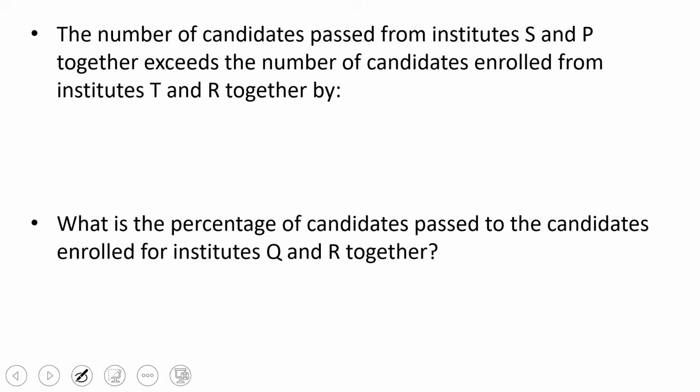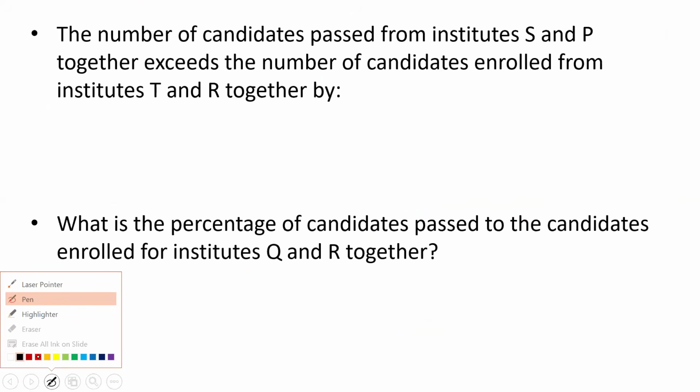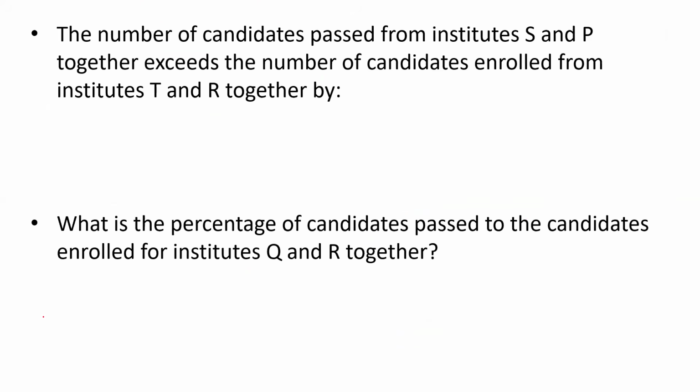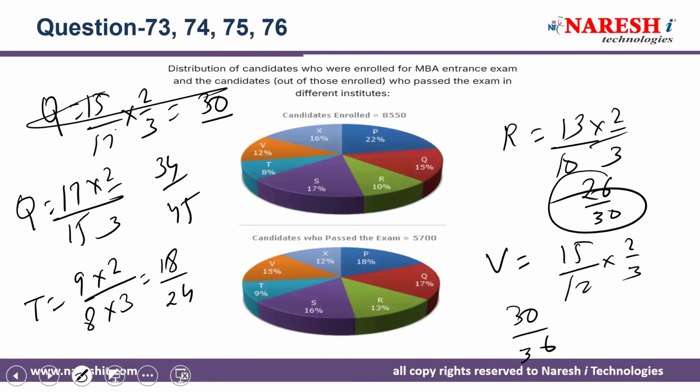Okay. Third question. The number of candidates passed from Institute S and P together exceeds the number of candidates enrolled from Institute T and R together by what? Okay, they're asking the difference of S and P pass percentage. S and P passed. S how much? 16. P how much? 18.